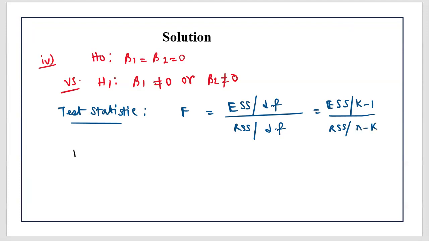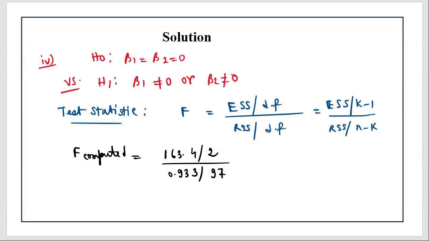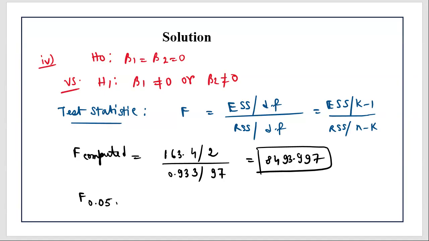So let us compute the value. The F computed will come out to be ESS, which we earlier found to be 163.4, upon K minus 1, which is 2, over RSS, which is simply 0.933. This also we got earlier, upon 97. So this computed value will be 8493.997, something like this, right? This is the F computed value, and what is the F critical value? The critical value will be F at 0.025, sorry, 0.05, and then the degrees of freedom. So this is 2 and this is 97.